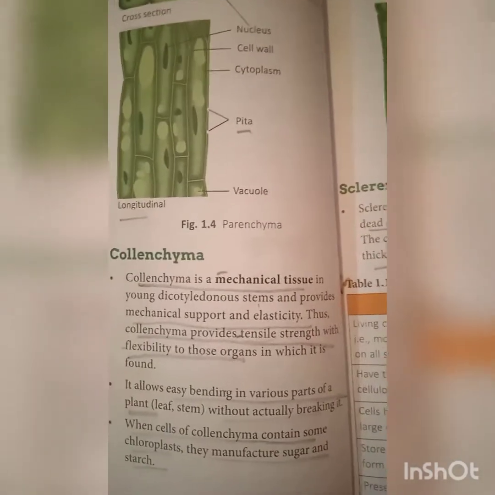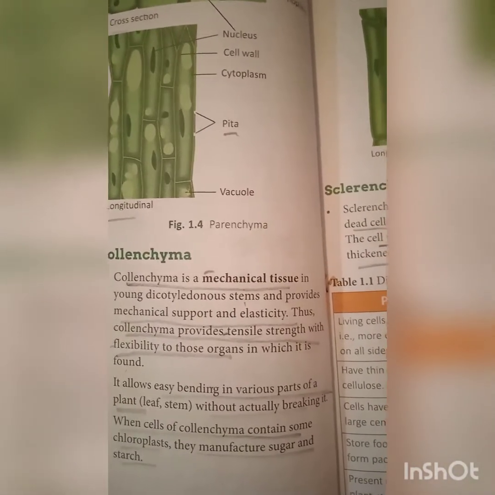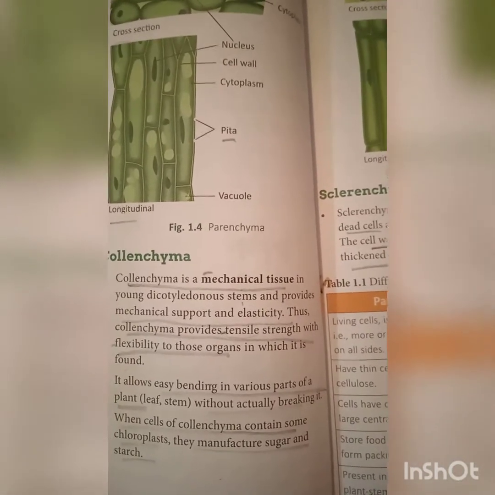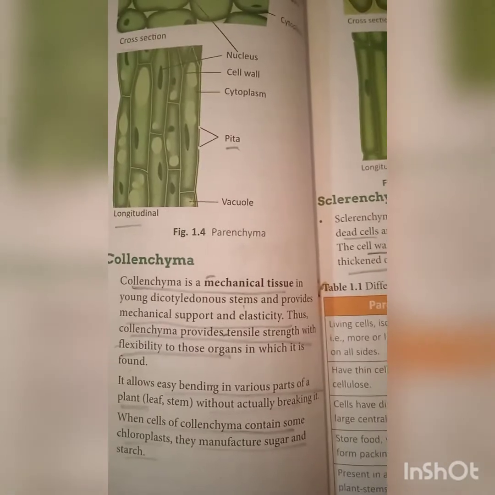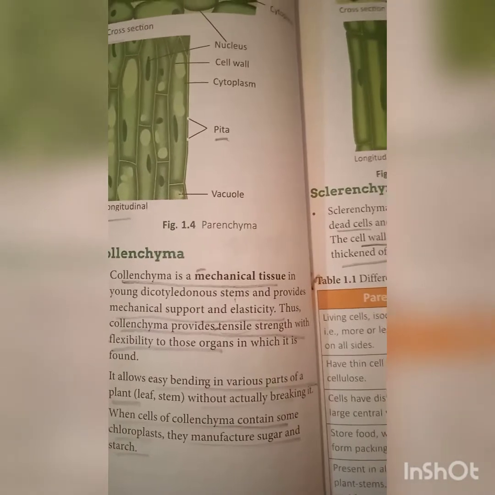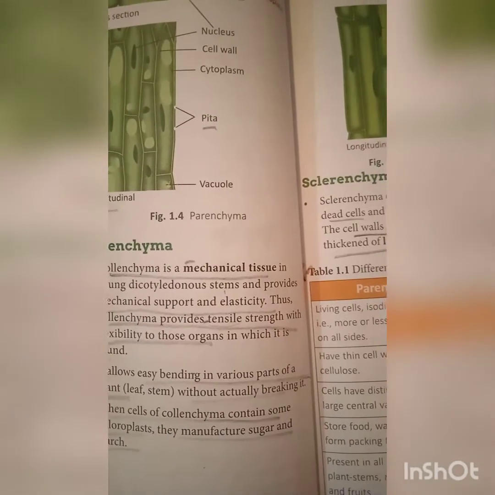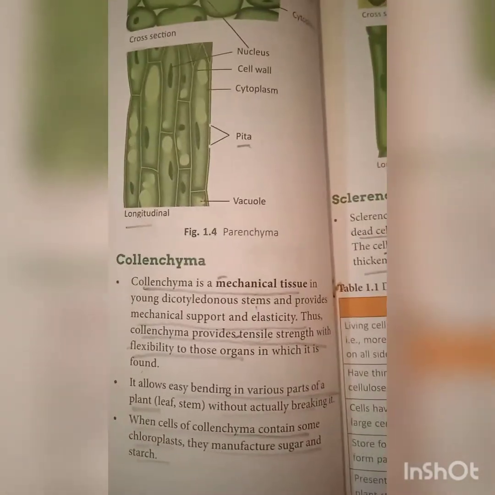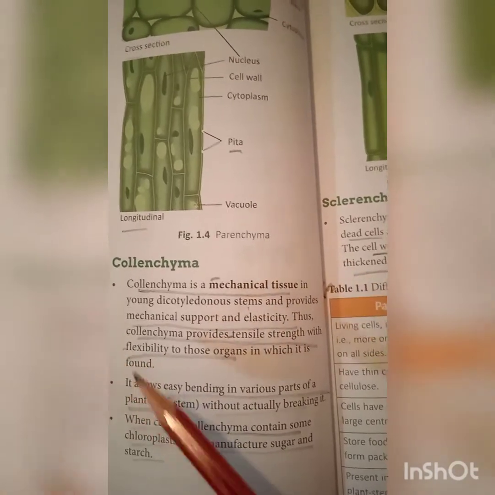For example, if the wind is blowing at a very high velocity, what is going to happen? If the tree doesn't bend in the direction where the wind is blowing, the tree is going to break down. But you have observed that whenever the wind is blowing at a very high speed, the plant also bends in that direction. This is a mechanical feature of the plant that saves it. Collenchyma provides strength and flexibility, so different parts of the plant bend easily because of its presence.